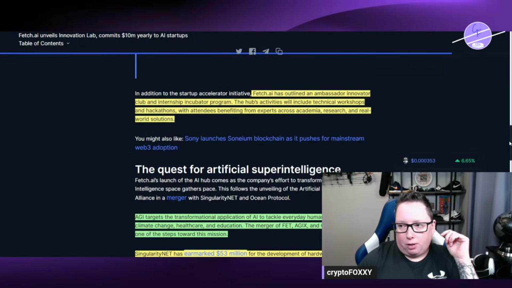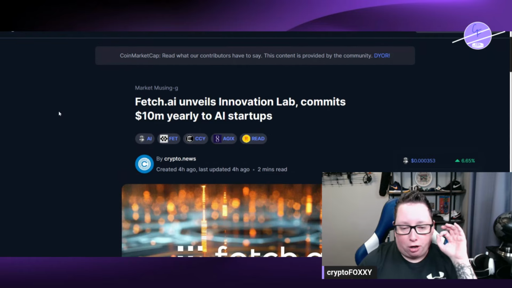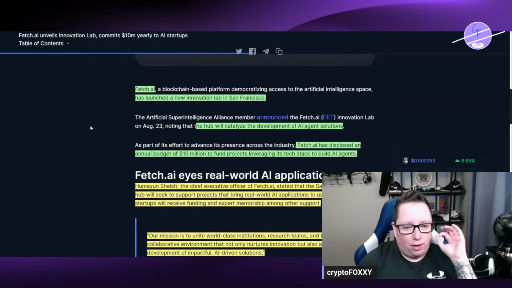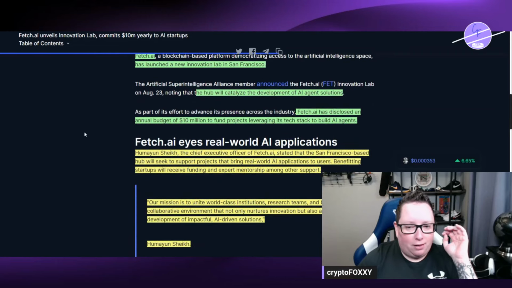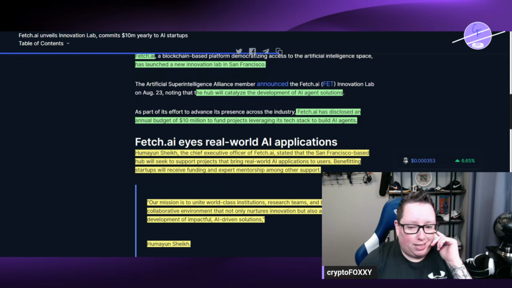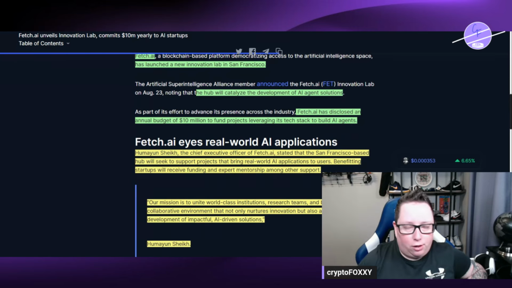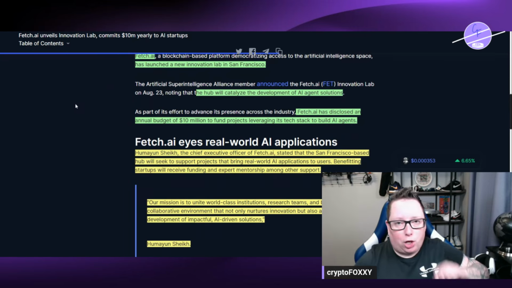So, I forgot to put my article back up here. Fetch.ai unveils innovation lab, commits $10 million yearly to AI startups. So what does this entail? They launched a new innovation lab in San Francisco. The hub will catalyze the development of AI agent solutions. Fetch.ai has disclosed an annual budget of $10 million for this project to fund projects leveraging its tech stack to build AI agents. So what they're doing there is putting their money where their mouth is and helping to facilitate innovation, which I really, really like.